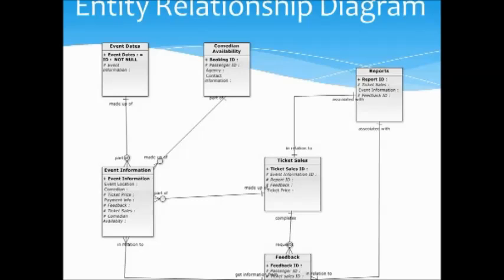It could be that there's one set of ticket sales, or many sets of ticket sales, to one set of event information, and one set of feedback for the event information and how they're related. As you can see from this diagram, you can see which ones are linked, and also the reports as well. There's many feedbacks to one report.